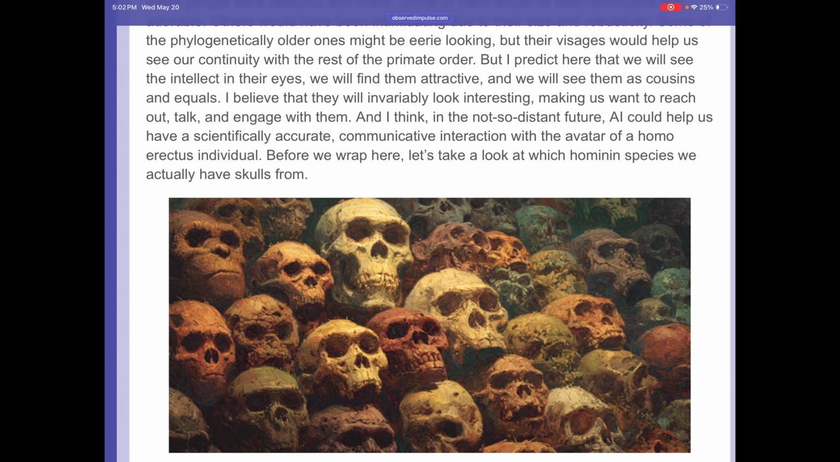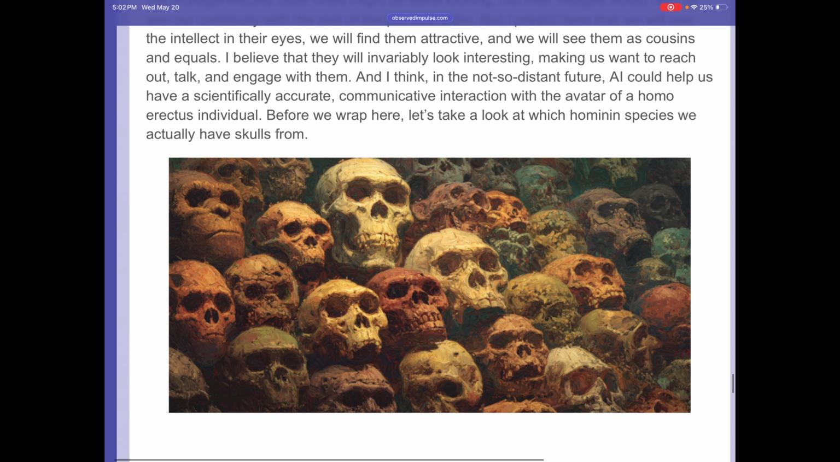I predict here that we'll see the intellect in their eyes, we'll find them attractive, and we'll see them as cousins and equals. I believe that they will invariably look interesting, making us want to reach out, talk, and engage with them. But I think in the not-so-distant future, AI could help us have a scientifically accurate, communicative interaction with the avatar of a Homo erectus individual. That might sound kind of crazy, but I guess it could be fun.